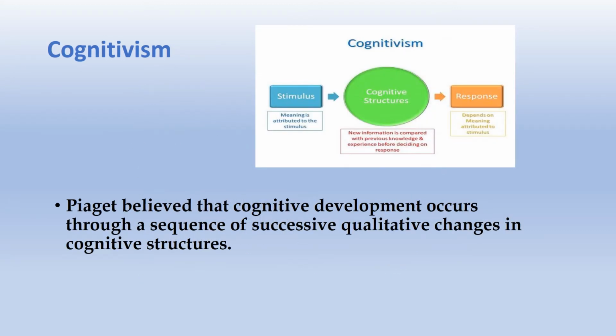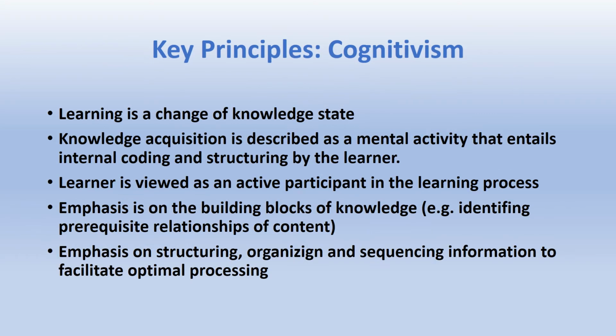All right, number two of the four is cognitivism. Piaget believed that cognitive development occurs through a sequence of successive qualitative changes in cognitive structure. Some of those key principles are that the learner is viewed as an active participant in the learning process. To me, that's the most important one. Learning is not a one-way street, it's a two-way street. The learner has to be an active participant. If not, then they're not learning.